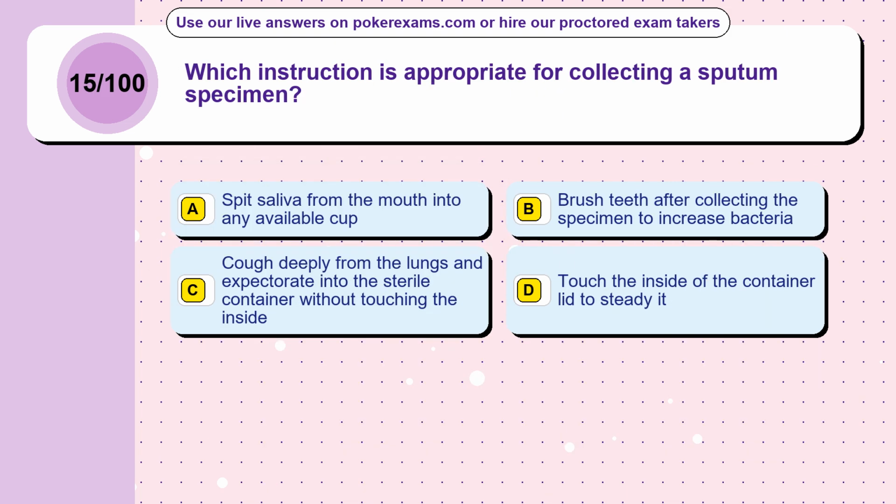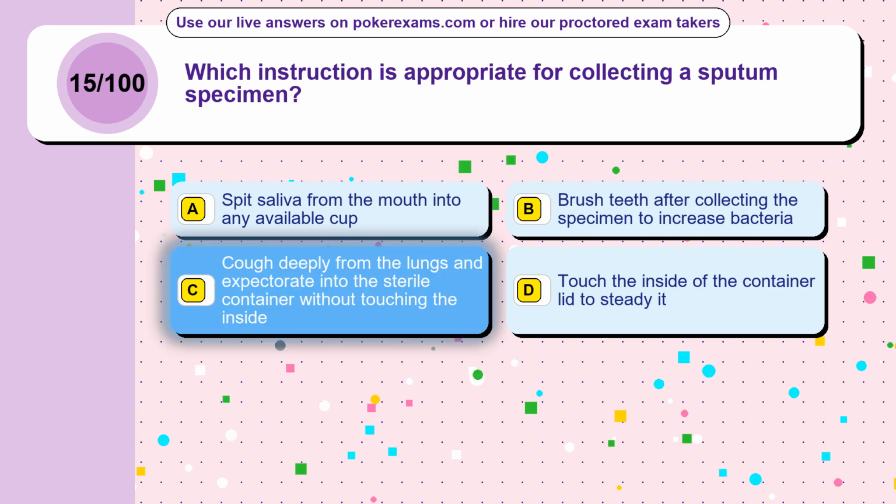Question 15. Which instruction is appropriate for collecting a sputum specimen? Option A, spit saliva from the mouth into any available cup. Option B, brush teeth after collecting the specimen to increase bacteria. Option C, cough deeply from the lungs and expectorate into the sterile container without touching the inside. Option D, touch the inside of the container lid to steady it.